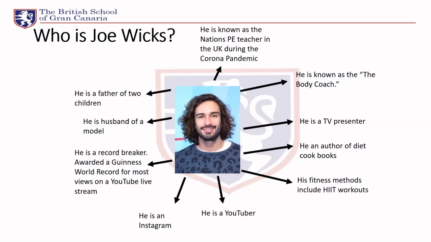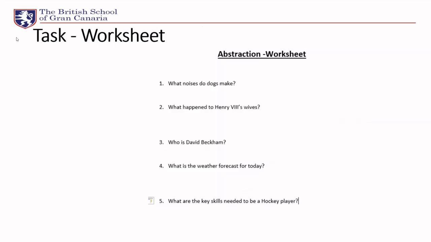Okay, now you're going to do some abstraction yourself. Look at this worksheet, and what I want you to abstract is, what noises do dogs make? What happened to Henry VIII's wives? Who is David Beckham? What is the weather forecast for today? What are the key skills needed to be a hockey player?